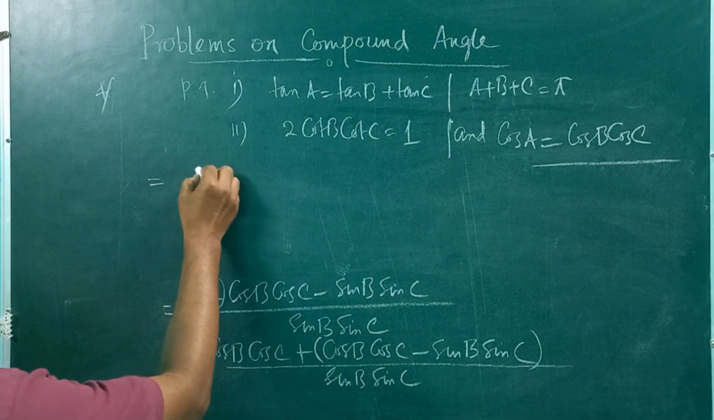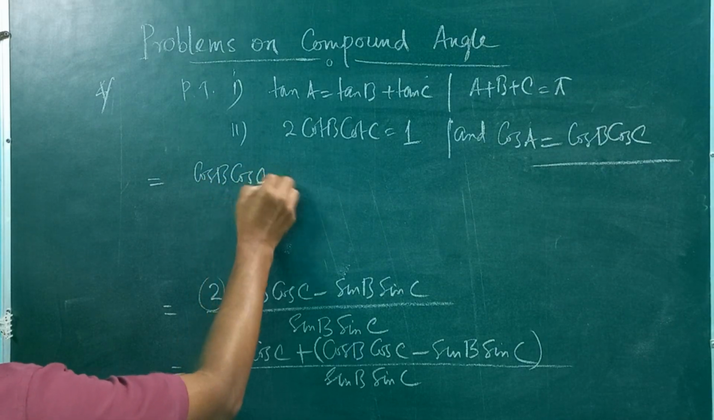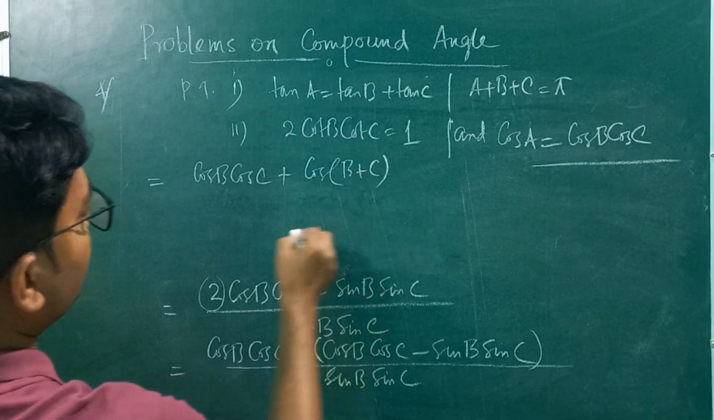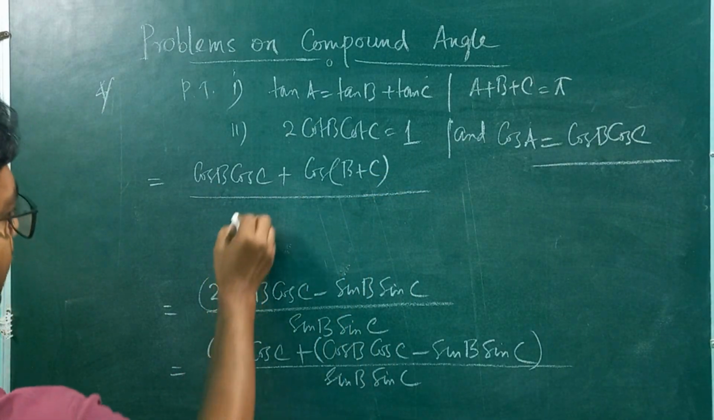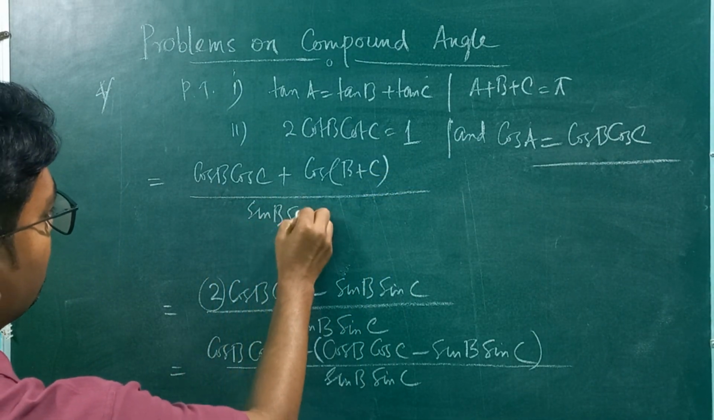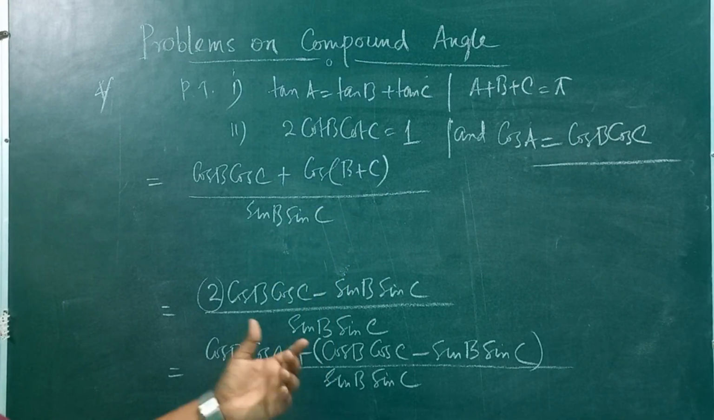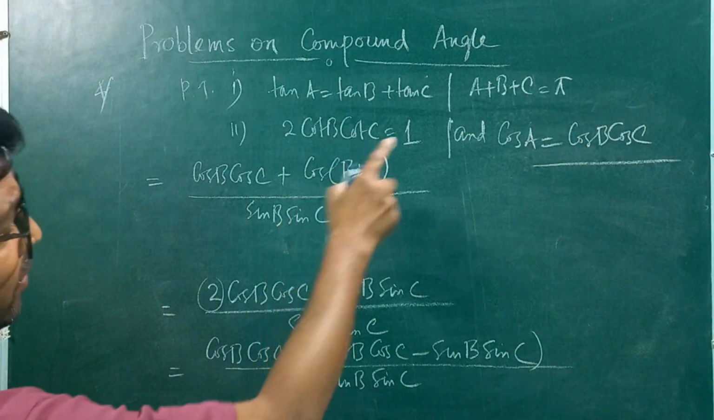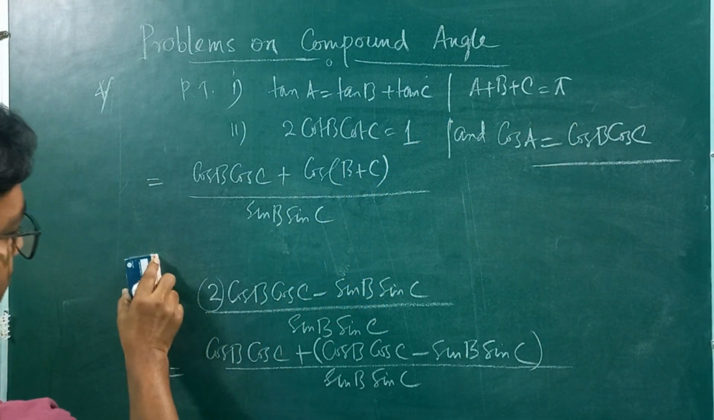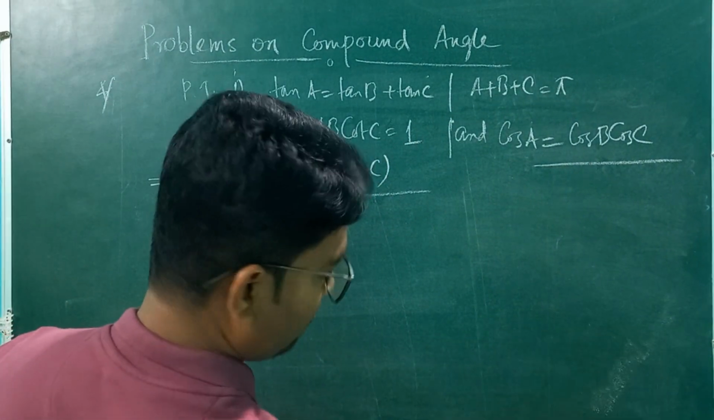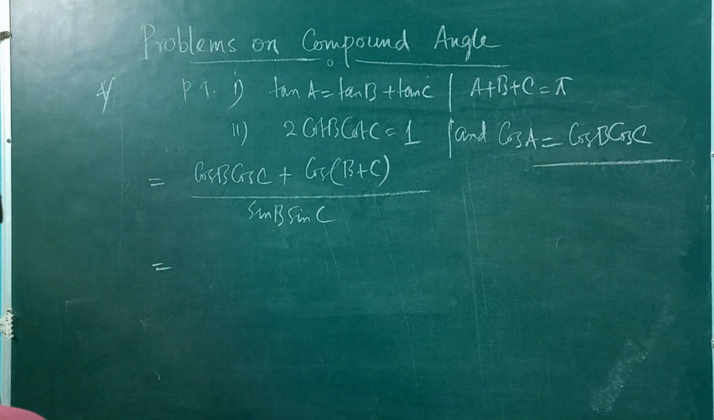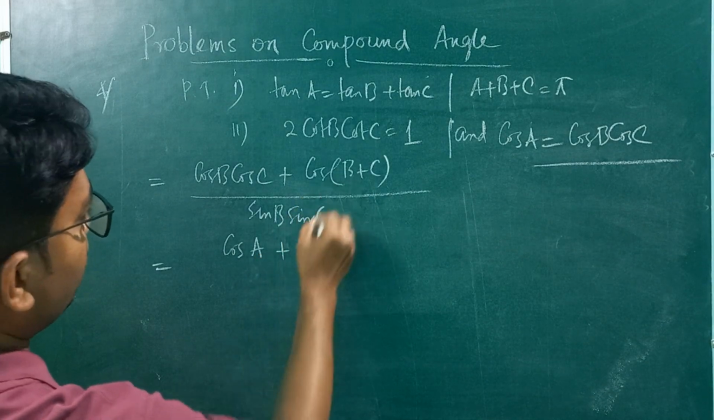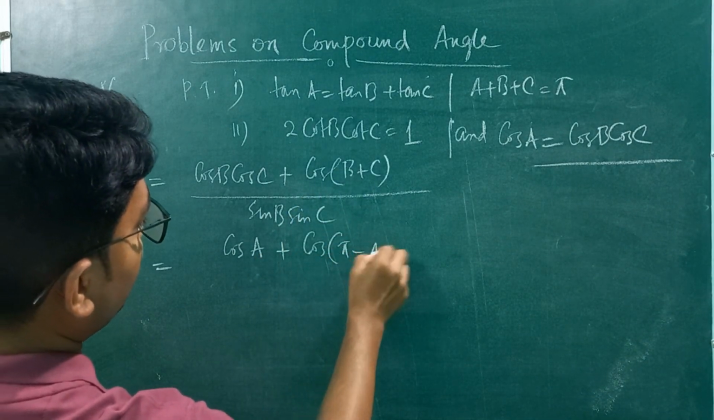This one becomes cos B cos C plus cos(B plus C) by sin B sin C. Now what is B plus C? B plus C means pi minus A. I erase them. This cos(B plus C) means cos A, and replace this angle with pi minus A.